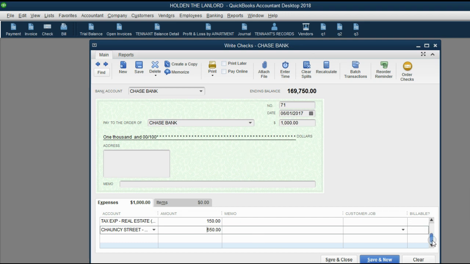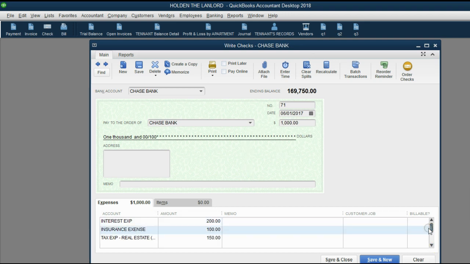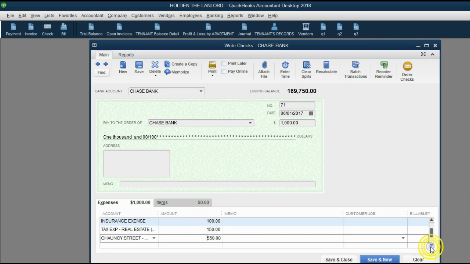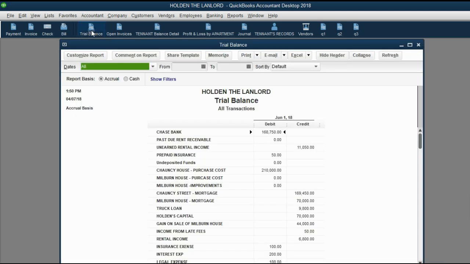And that's the way I suggest you do it. I suggest you put in the other two first so that QuickBooks can subtract the other two from the total that you're paying in order to get you the amount of principal reduction for this particular payment. Now, when we click Save and Close, we can look at all four of these accounts in the trial balance.